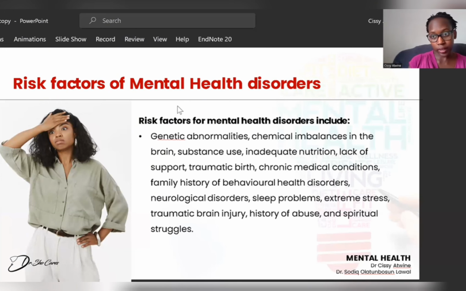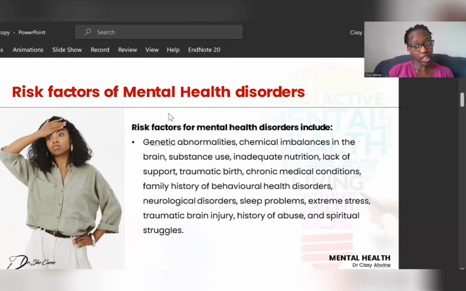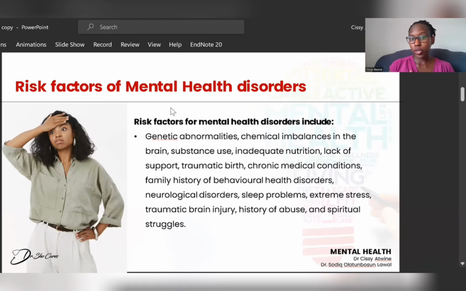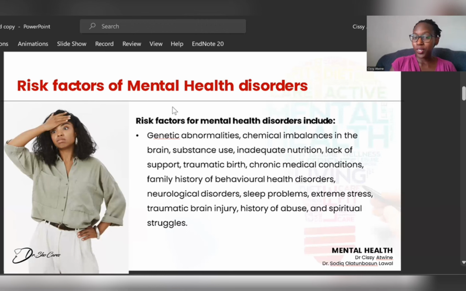Lack of social support can definitely increase stress levels and anxiety. Having a traumatic birth, for instance, if you're a mom and you have a traumatic birth, that might affect your mental health, causing anxiety or depression. Chronic medical conditions like diabetes, HIV/AIDS, and hypertension can affect your mental health. If you have a family history of behavioral disorders, for instance ADHD, you're sometimes more likely to have it if it's been happening in your family. Neurological disorders, like epilepsy, make you more likely to have depression. Sleep problems, extreme stress, traumatic brain injury, and history of abuse are all really risk factors for mental health disorders.